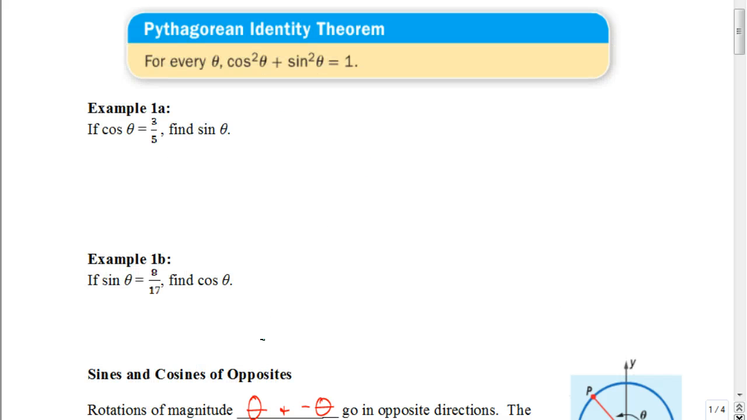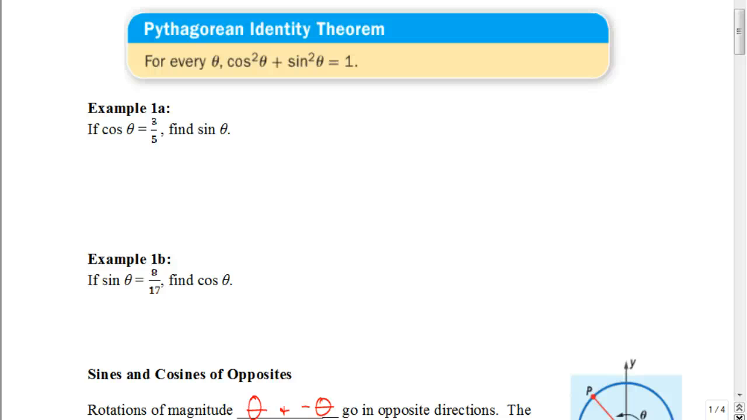Okay, so again, this first identity is called the Pythagorean Identity Theorem, which says for every angle theta, the cosine squared of theta plus the sine squared of theta is always going to equal 1. And if you notice, this is very similar to the Pythagorean theorem, a squared plus b squared equals c squared. The reason why this is equal to 1 is if you recall from our unit circle, the radius of our unit circle is going to be 1.